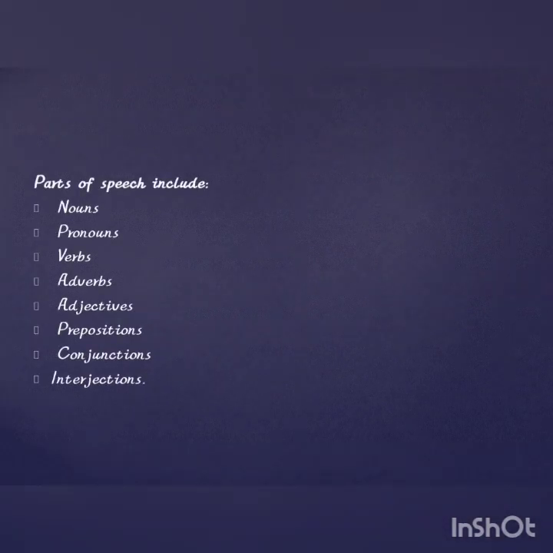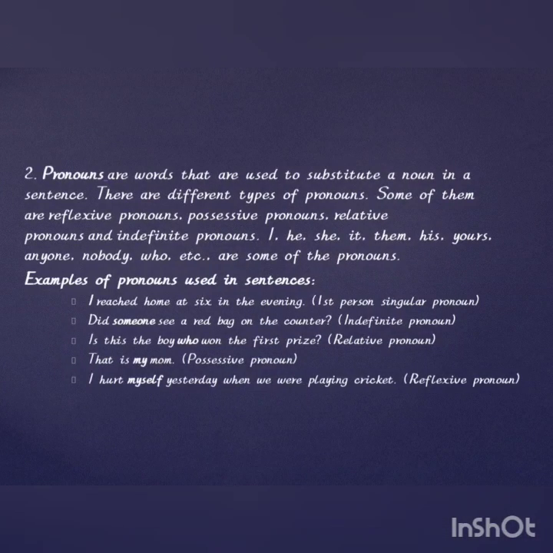Now coming to the parts of speech, we have 8 different parts of speech, starting from noun, pronoun, verb, adverb, adjective, preposition, conjunction and interjection. As we have seen noun already, we'll start with pronoun.